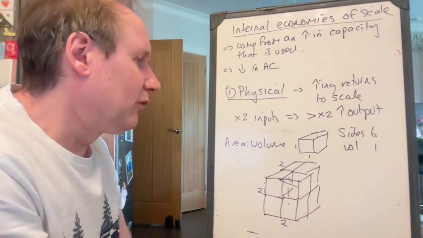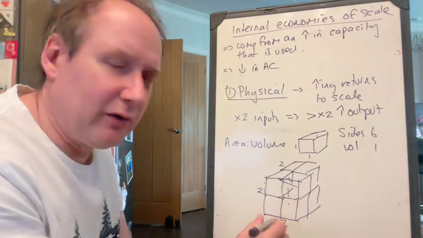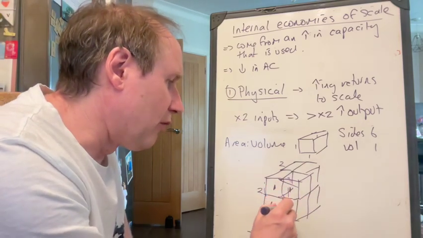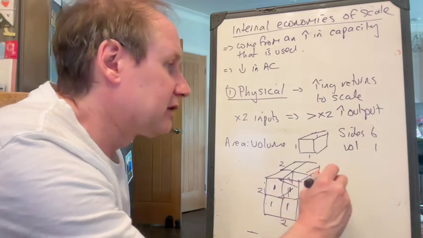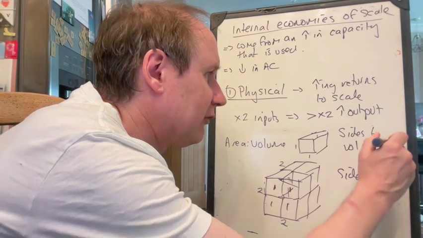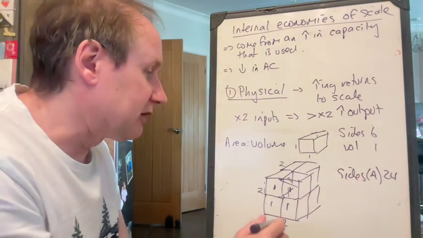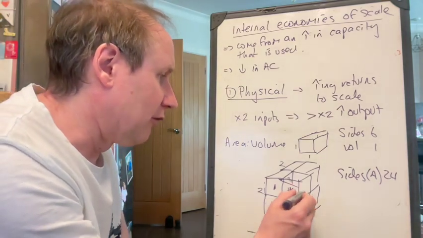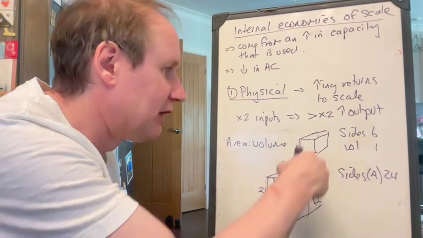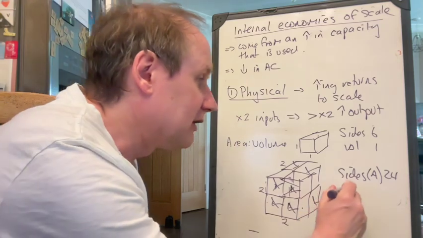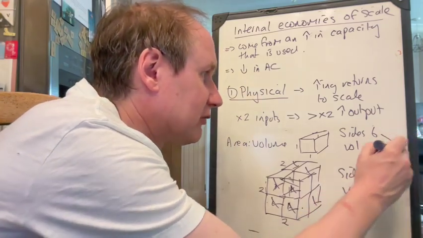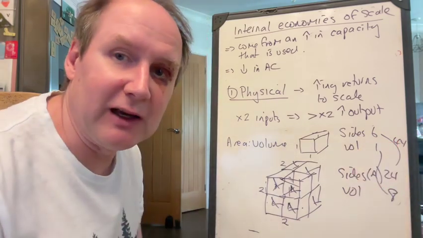So how many sides does it have? Well, obviously it's still got 6 sides, but each of those sides is 2 by 2. Each one of those sides is 2 times 2, so the area of its sides is 24, 4 times as much, but its volume is 1, 2, 3, 4, so 1, 2, 3, 4, 5, 6, 7, and 1 in the back right-hand corner, its volume is 8. So the sides have increased by 4 times, but the volume has increased by 8 times.